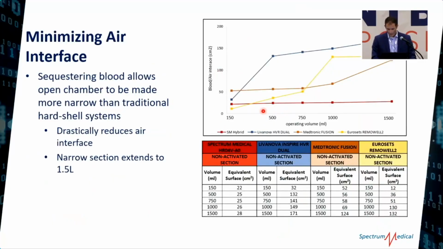Again, just looking at surface area, the blood-to-air interface contact, we're the red line down on the bottom compared to other hard shell reservoirs in the market. And you can see at 150, 500, 750, 1,000, and 1,500, the amount of our blood-air interface changes very little because the majority of that blood is in the bag.